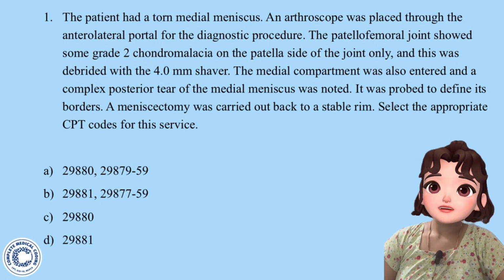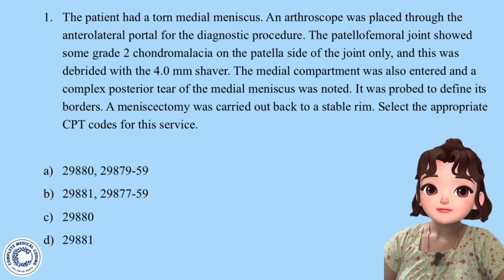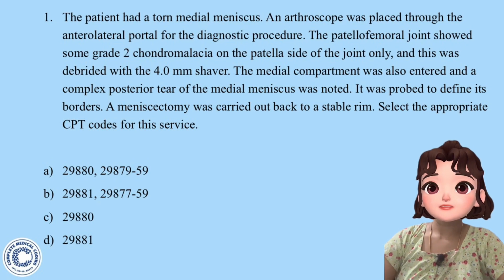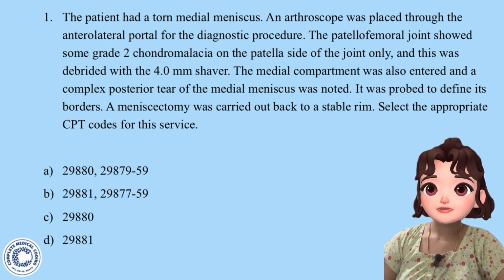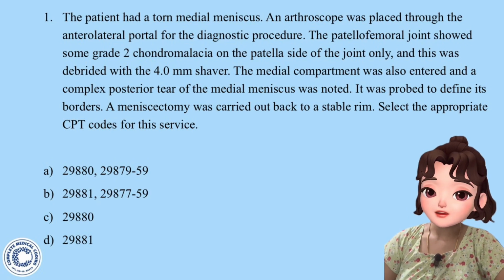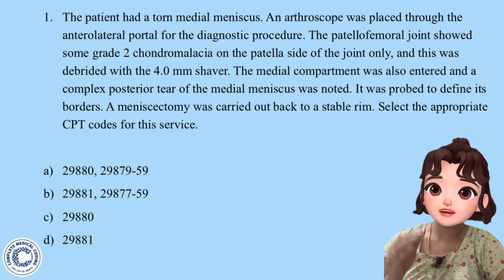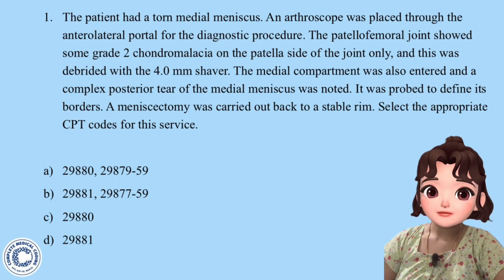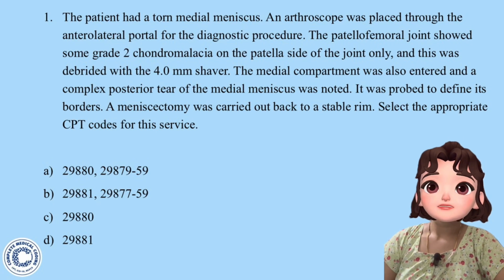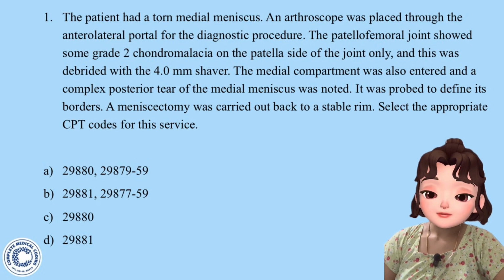Let's move to the CPT codes one by one. If you look in the series, what are the main codes? The series of the codes is starting from 29877, 879, 880, and 881. Anyway, let's look into 29880 and 881, which are the main CPT codes in all the options. So go to 29880.